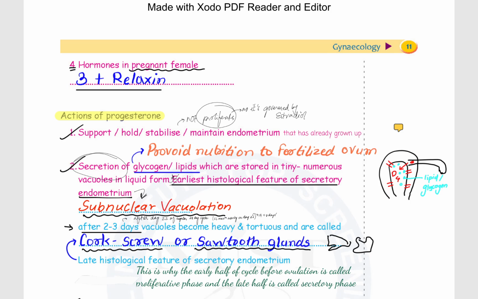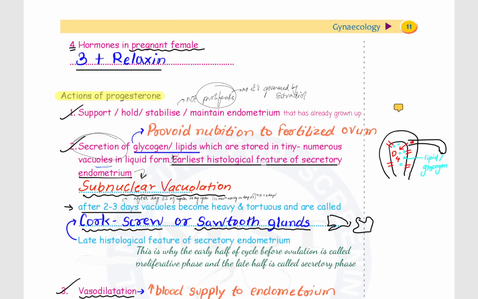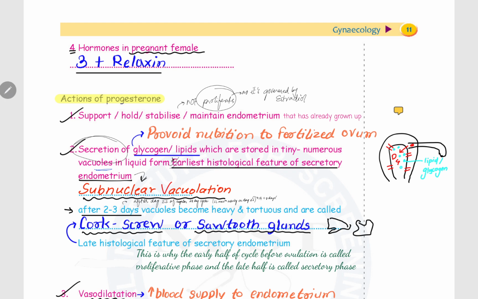Now, what is the function? Secretion of glycogen and lipids, which are stored in tiny numerous vacuoles in liquid form. So this is the earliest histological feature of secretory endometrium. What you will see is subnuclear vacuolation. This question will be asked: the earliest histological feature of secretory endometrium, or subnuclear vacuolation is seen in which phase? So it will be the progestational phase. What is the function? It provides nutrition to the fertilized ovum.